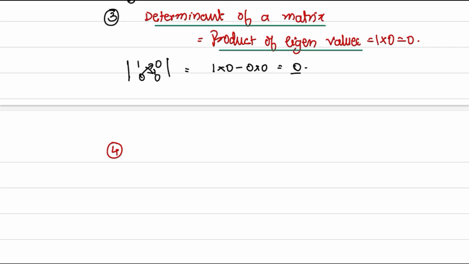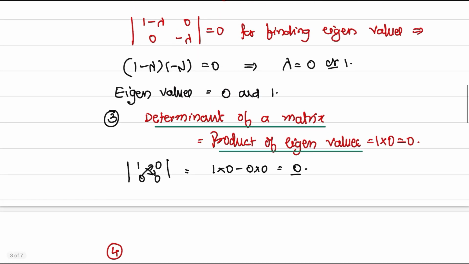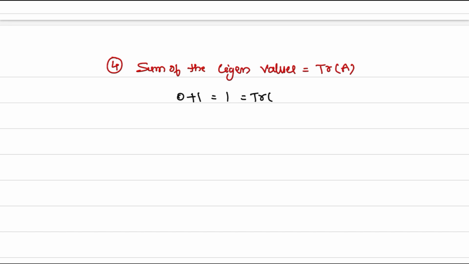Number 4. Sum of the eigenvalues is equal to trace of A. Sum of the eigenvalues is 0 plus 1 is equal to 1, that is equal to trace of A, that is equal to sum of the diagonal elements, 1 plus 0, that is equal to 1. This is also a property which we have recollected.